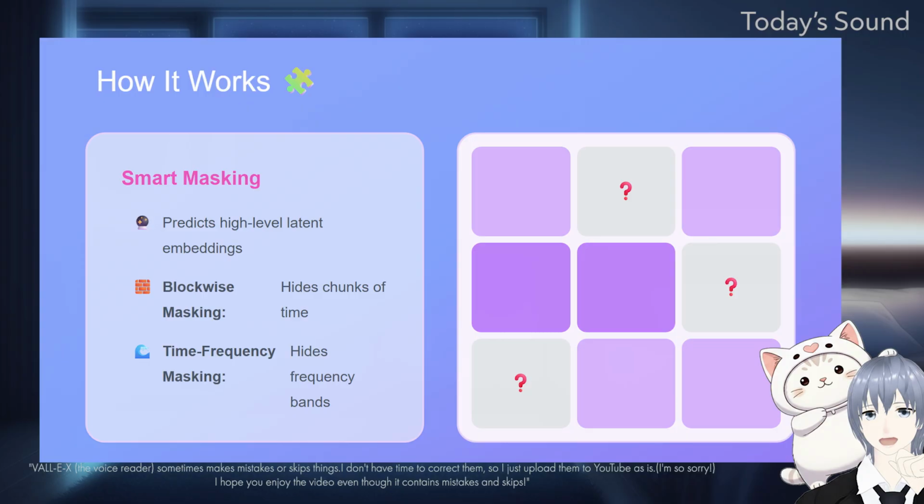So, they introduced block-wise time-frequency masking. This means they hide entire chunks of time or entire frequency bands, forcing the bunny to really think about the underlying harmonic progression.